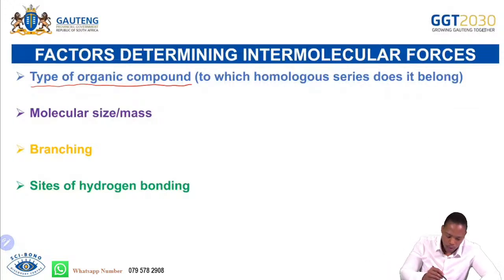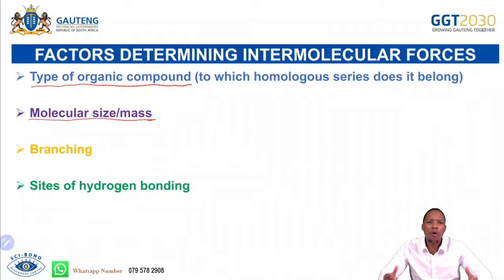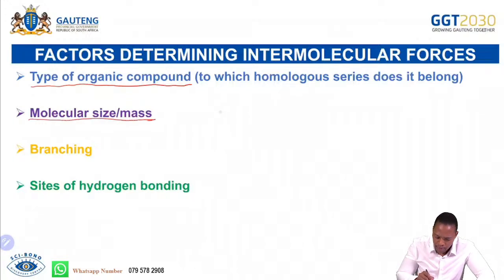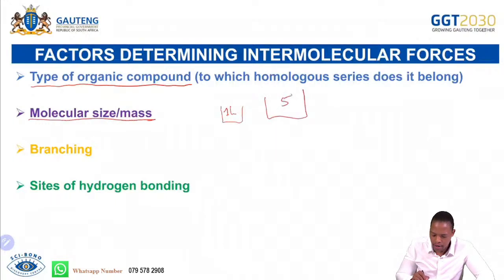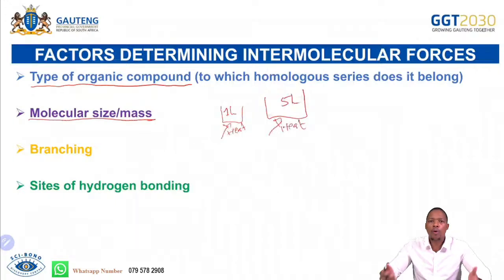Number two, check the molecular size or molecular mass. How big is this compound? Think about it. It is simple to boil water, but if you have water in a 1 liter pot and water in a 5 liter pot, and the two are exposed to the same heat, which one is going to boil faster?